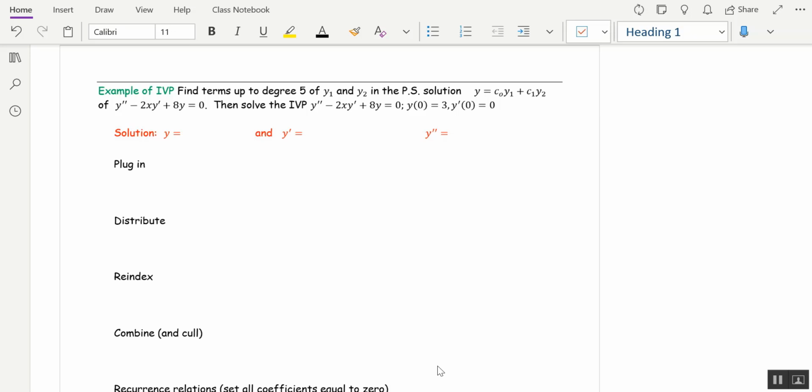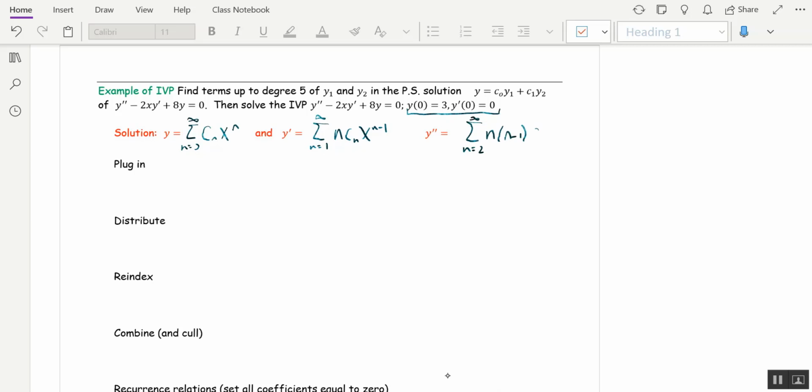This time we're going to solve an IVP, but we're not going to worry about the IVP part till the very end. So we're going to start, they all start with sum n equals 0 to infinity Cn x to the n, that's y, and then y prime starts at 1, n Cn x to the n minus 1, and y double prime starts at 2, n minus 1, Cn x to the n minus 2.